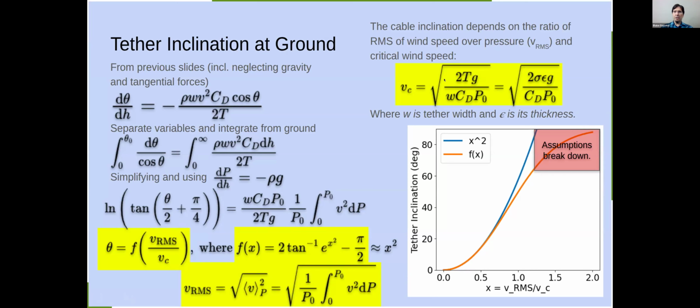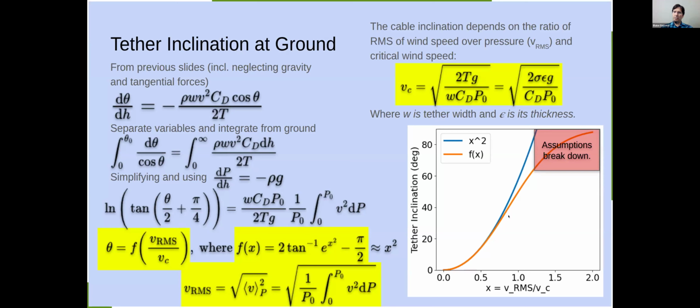The critical velocity depends on the tension in the tether, various parameters like gravity and pressure, and the width of the tether. Or you can swap it over, and instead of tension and width, it's stress and thickness. Then the function f is this somewhat complicated function that looks a lot like x squared for the most part.